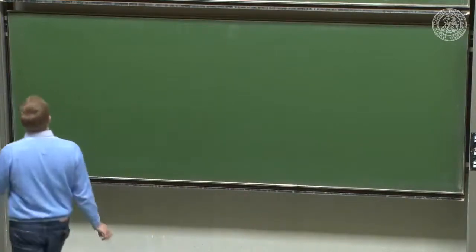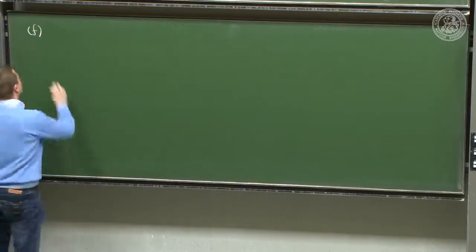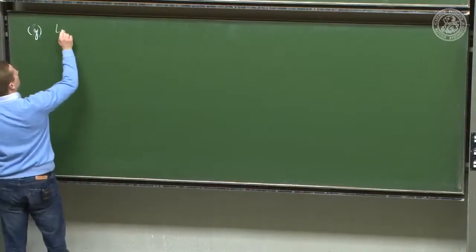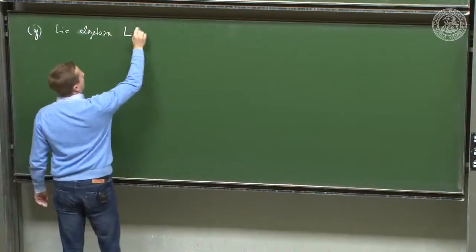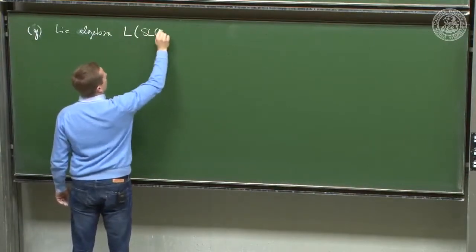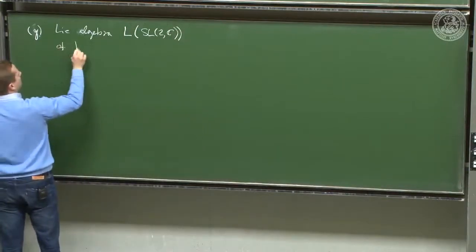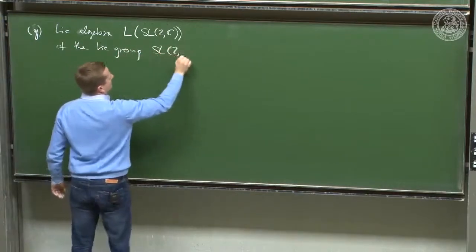Let's say step F. Okay. G. Well, what's the Lie group? A Lie algebra L of SL2C, of the Lie group SL2C.